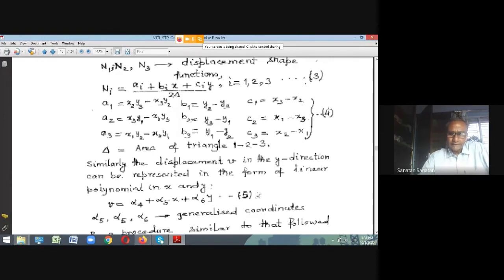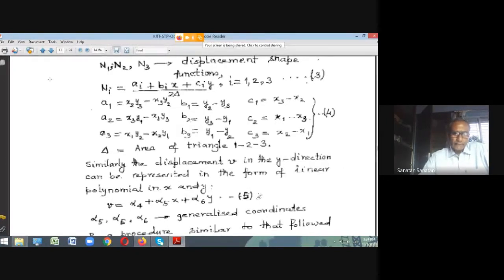What is b1? It is nothing but the y coordinate of node 2 minus the y coordinate of node 3, y2 minus y3. b2 is y3 minus y1. b3 is y1 minus y2. Similarly, c1 is x3 minus x2, c2 is x1 minus x3, c3 is x2 minus x1, and a1 is given again by x2 y3 minus x3 y2, a2 is x3 y1 minus x1 y3, a3 is x1 y2 minus x2 y1. And delta is the area of the triangle 1, 2, 3, that triangular element, its area.